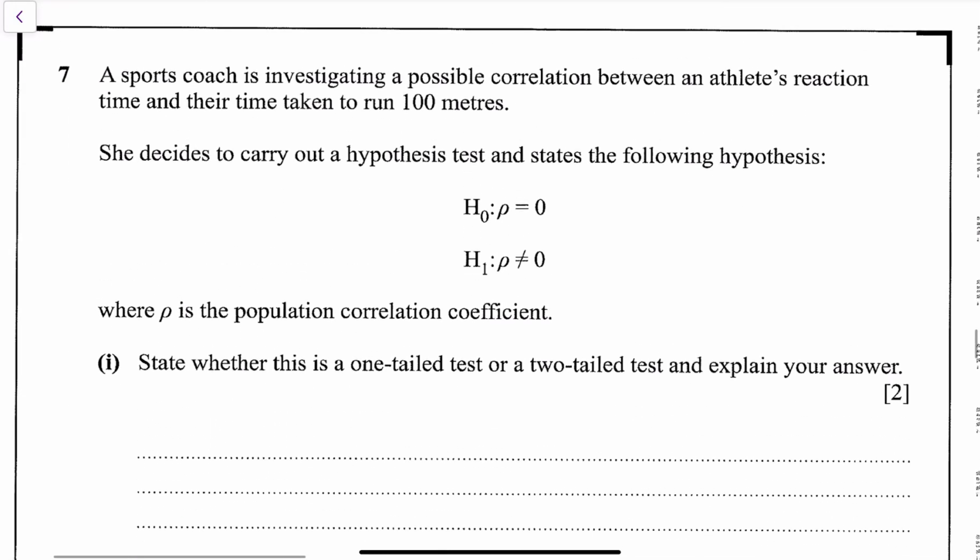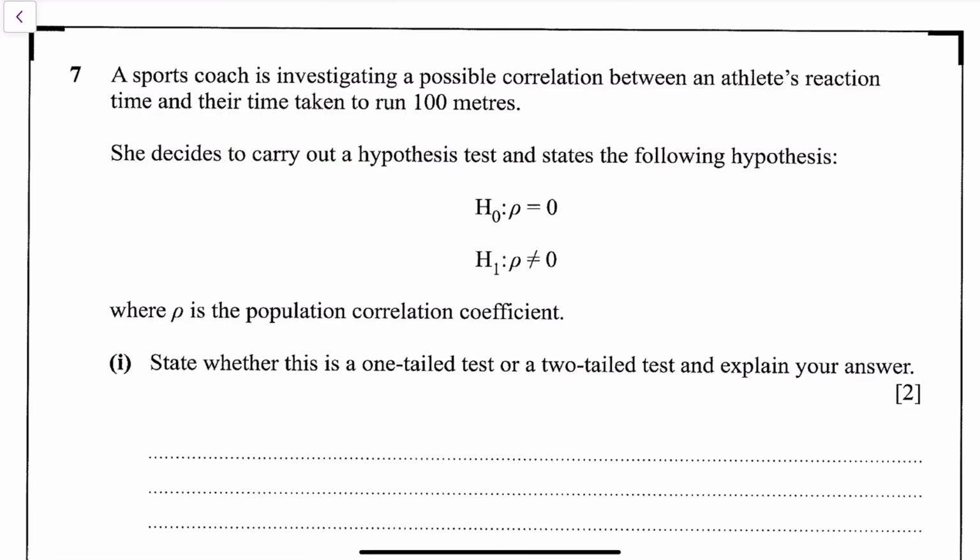Okay, right, question 7. Here we go. Right, we're on to our hypothesis testing. So a sports coach is investigating a possible correlation between an athlete's reaction time and their time taken to run 100 meters. Now, I would imagine if you can run 100 meters, your reaction time needs to be good, because you need to get off whenever that gun goes off. So she decides to carry out a hypothesis test and states the following. So this is the default for product moment correlation coefficient testing correlation, that there is no correlation. So your H0 is always, your rho is equal to 0.